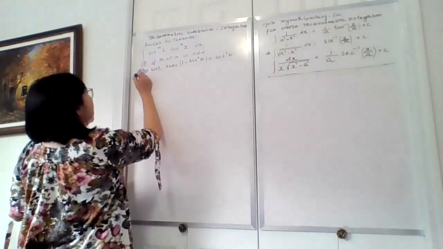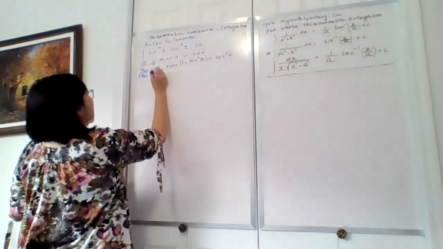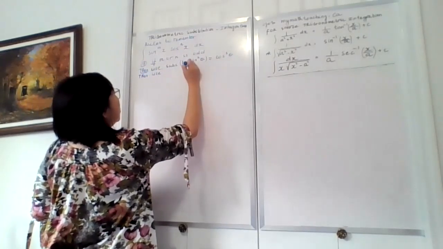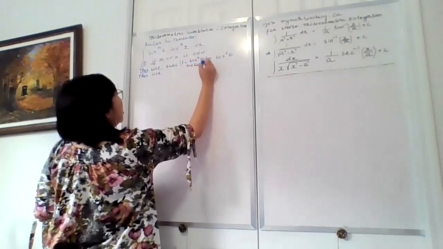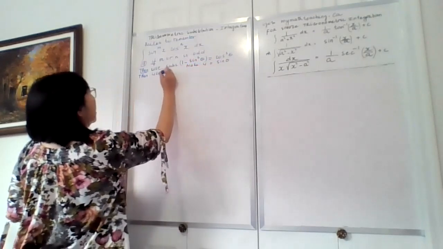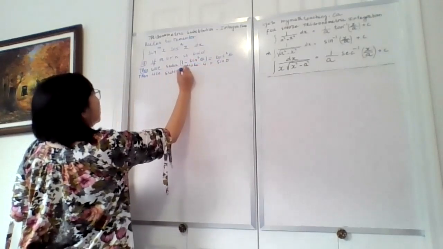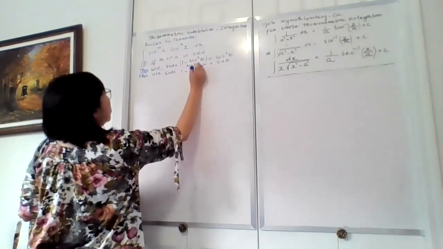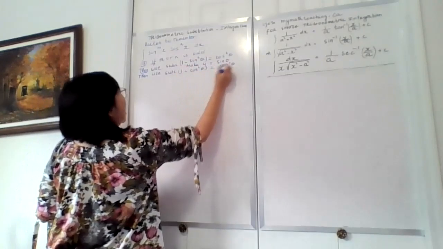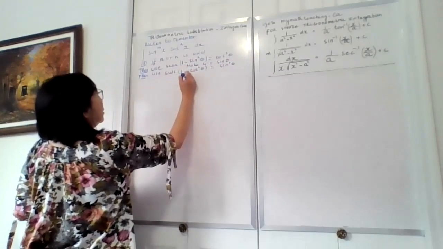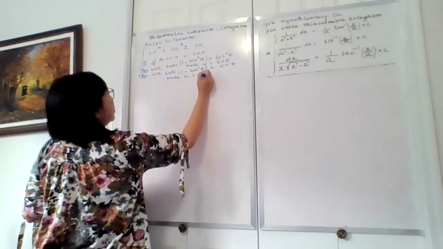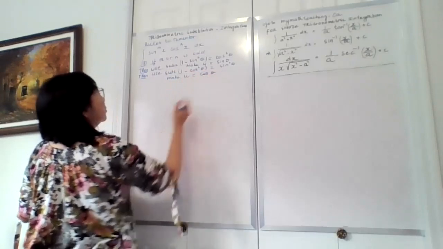Now, if this, then this. So sometimes, if this is the case, you will make u equal sine theta. Sometimes you might substitute 1 minus cos square theta equals sine square theta. And if this is the case, then you might use the substitution u equal cos theta.